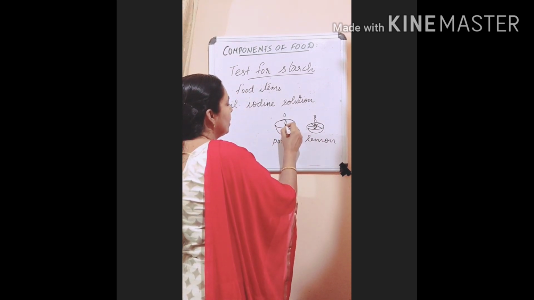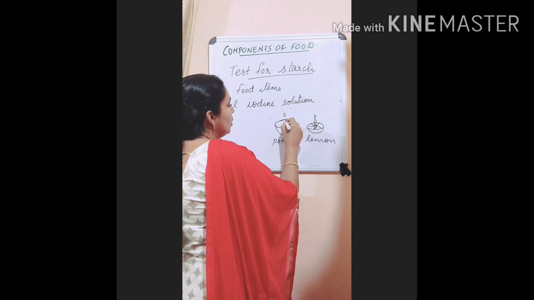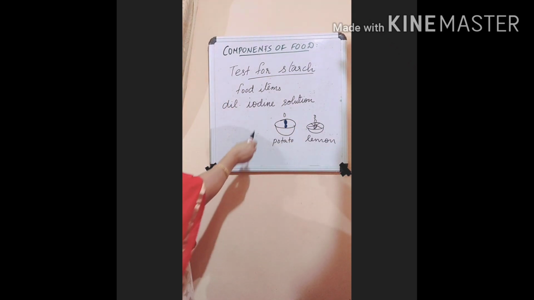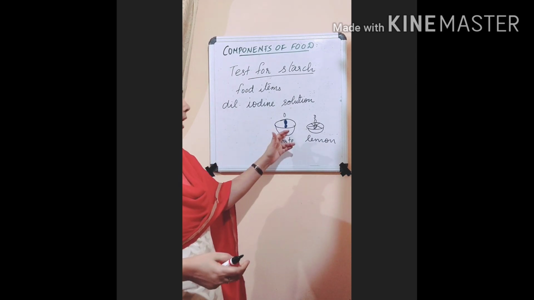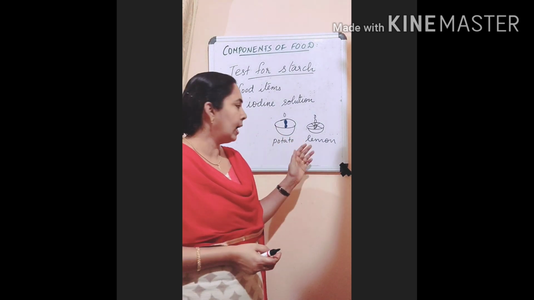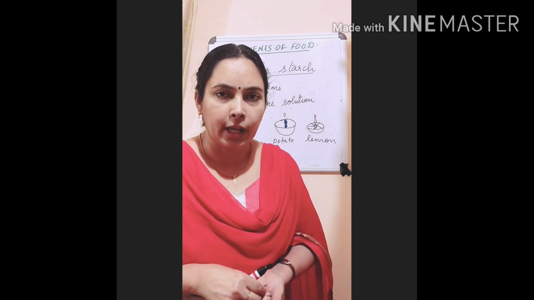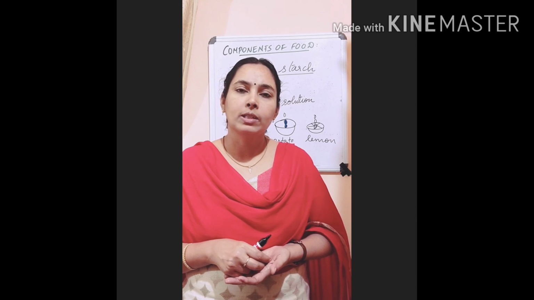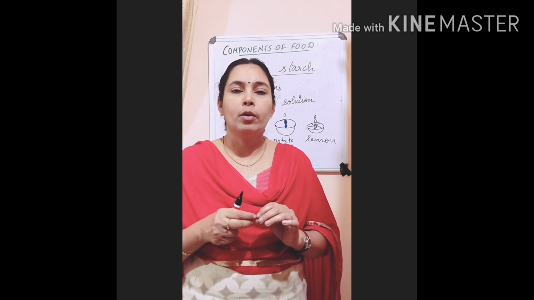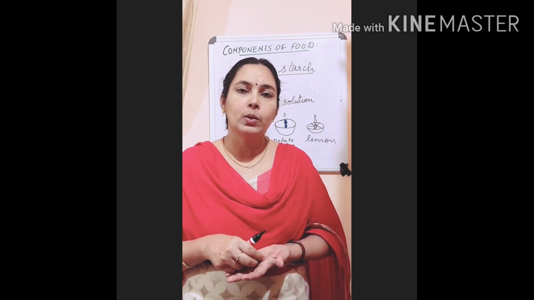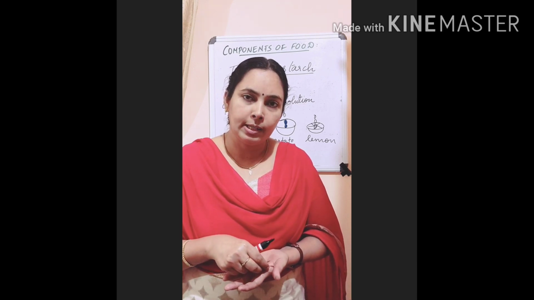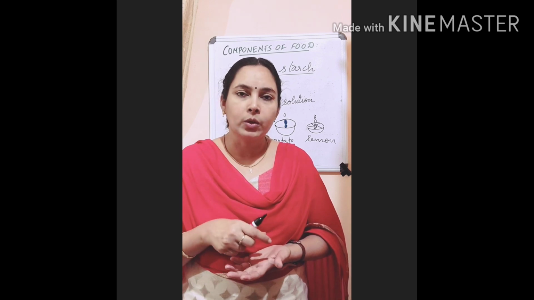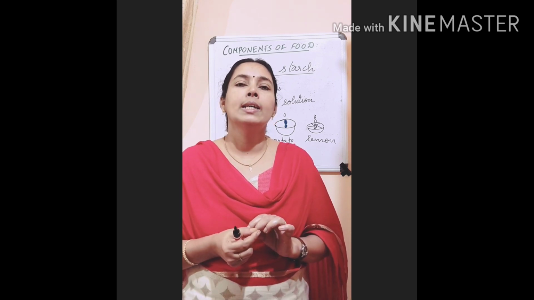But on potato, you can see it changes into blue black color. So what happened to the iodine solution? It changes its color into blue black color when we pour it on potato. And that is the test for starch. The test for starch is that we take some dilute iodine solution, pour it on a food item, and if its color changes into blue black, that shows that food item contains starch.